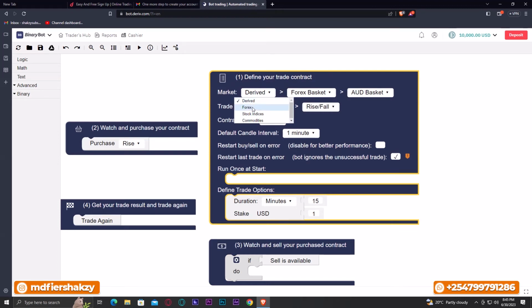We have derived forex, we have indices, and we have commodities. These go even deeper, but because we'll be trading derived now, we'll just focus. It is always said, don't be so curious about so many things that you get confused about your priorities. You guys know that saying. So we'll be trading the market derived for trading binary options, and we have different markets. We have forex basket, daily reset indices, commodities, jump indices, continuous indices. We are interested in continuous indices.